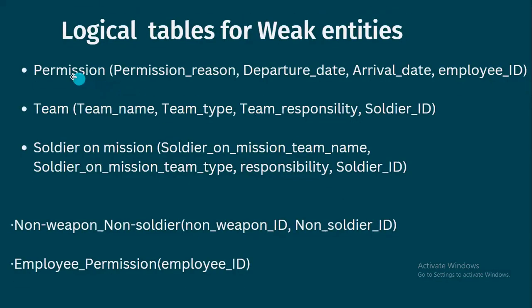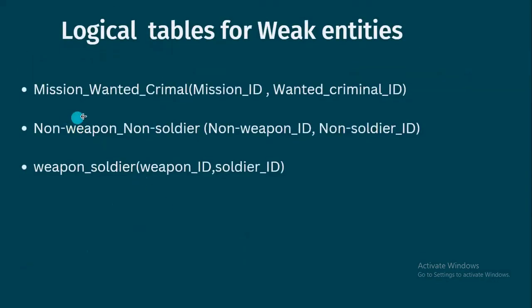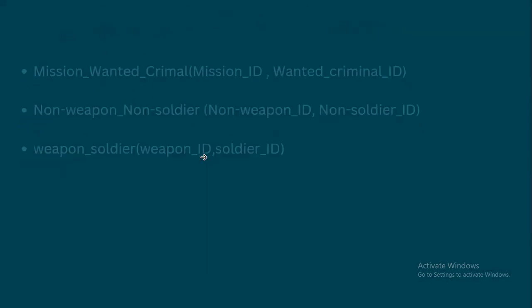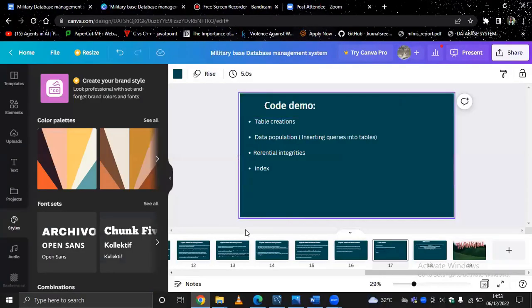So for weak entities, I have permission, team, soldier on the mission, and non-weapon, non-soldier, which is a result of the composition, and employee permission, which is a result of the composition. And they also have mission and criminal, which is also a result of the composition in these last two logical tables. So now let's see the code.